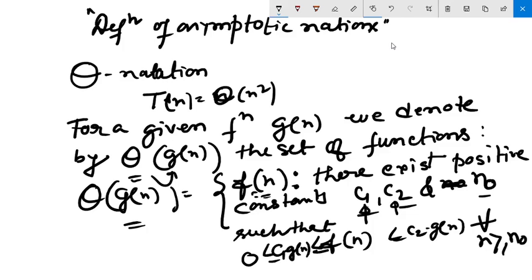Now let us try to understand this thing in terms of a graph. I'll go to the graph. I am again writing here theta notations.